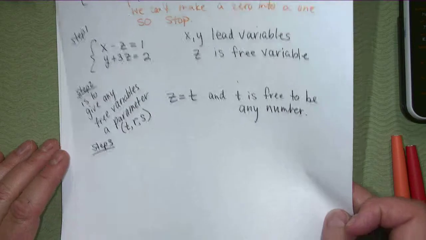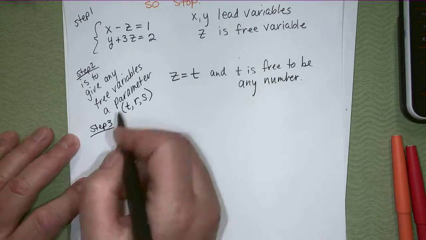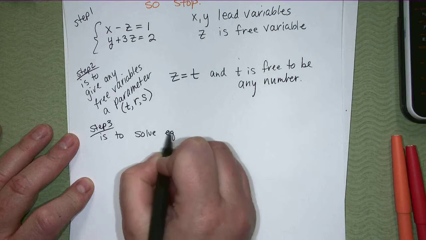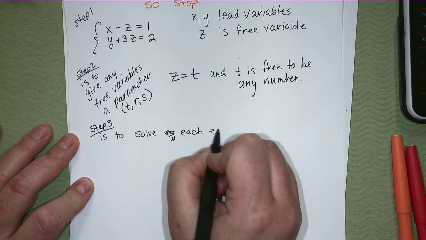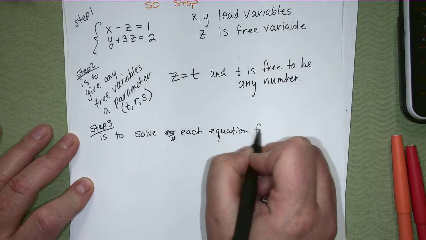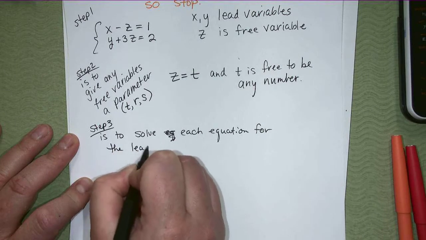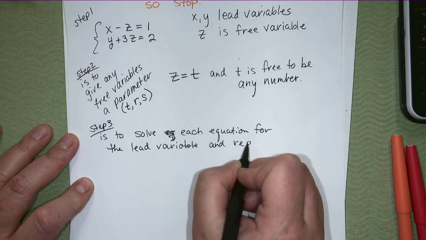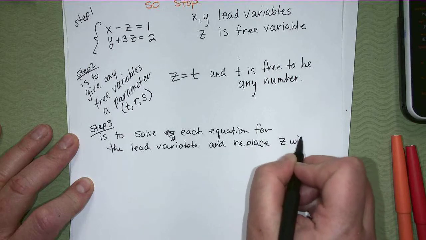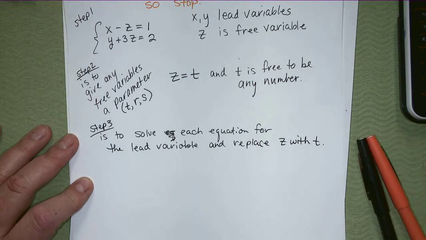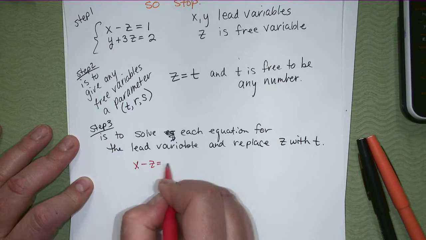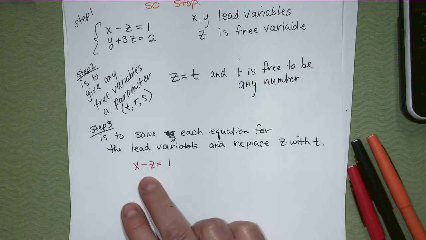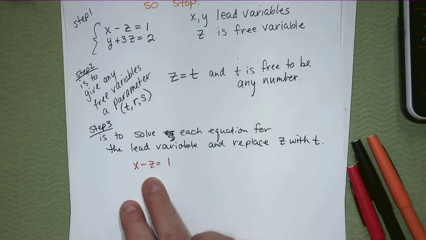Step 3 is to solve each equation for the lead variable and replace z with t. What's the point of saying z equals t? Why can't you just leave it like that? I'll show you. Here's the first equation from our solution. We solve for x, moving the z over to the other side: x equals 1 plus z.